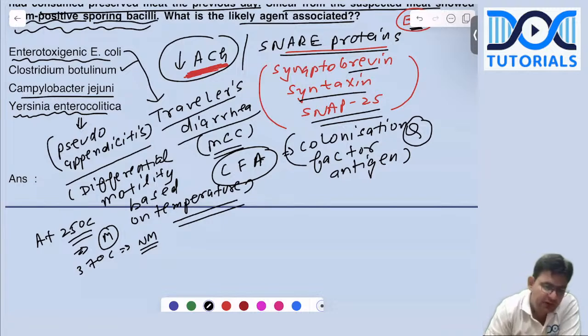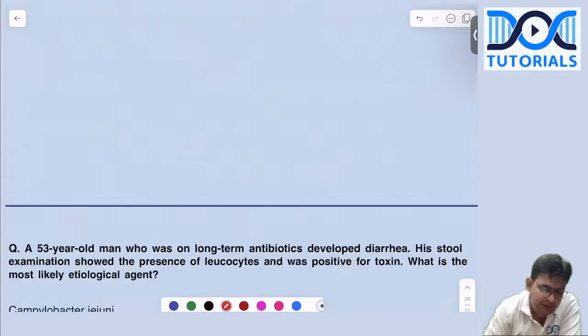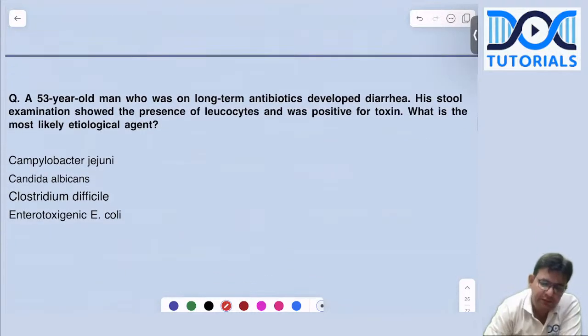So this also needs to be remembered in this. The answer to this particular question is what? Clostridium botulinum. And important in canned food poisoning, there is no diarrhea, there is constipation because the action is anticholinergic, and these SNARE proteins also need to be remembered. Okay. So now coming to the next one.